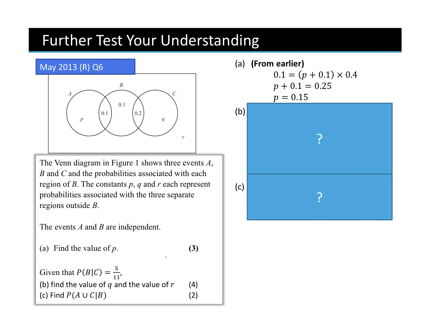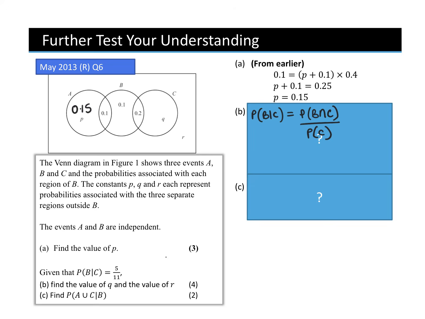Okay, so here's a question for you to test your understanding. So from previously, we already worked out the probability of P is 0.15. Did we work out the probability of Q? 0.3. Okay, and it says given that the probability of B given C. Now we know the probability of B given C means the probability of B intersection C divided by the probability of C. Okay?